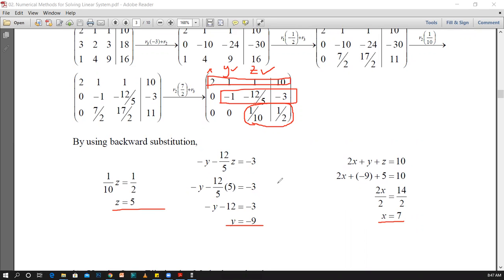Therefore, this is how we use the Gauss elimination method. It means that you have eliminated these points, and you can use backward substitution to obtain the values for these unknown parameters. Okay, now I will go through another example for this.